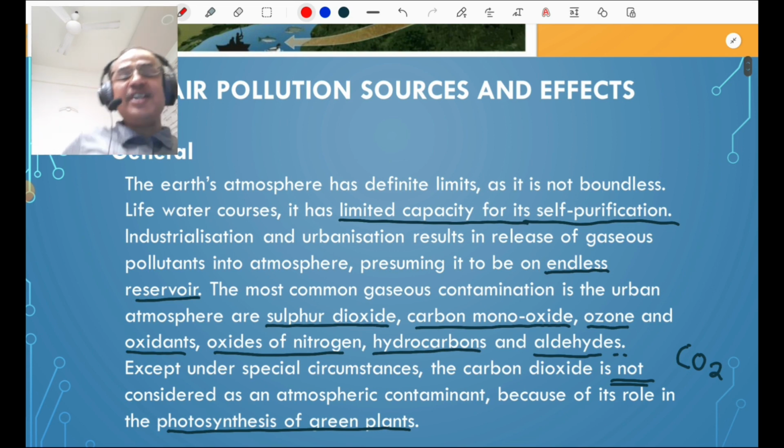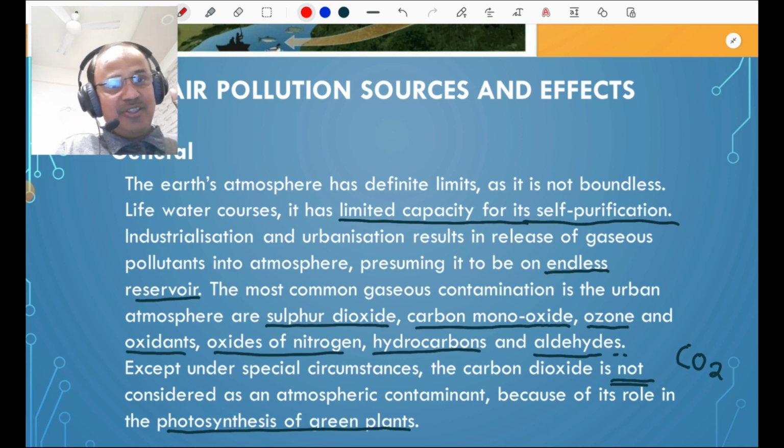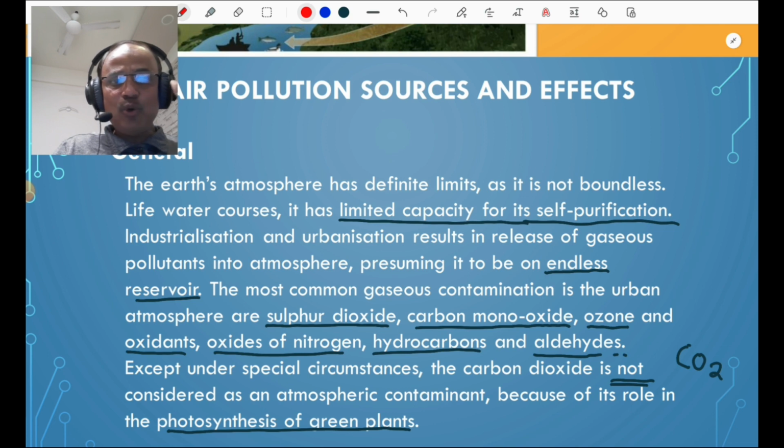Air pollution sources and effects. The Earth's atmosphere has definite limits, as it is not boundless. Like watercourses, it has limited capacity for its self purification. Industrialization and urbanization result in a release of gaseous pollutants into the atmosphere, presuming it to be endless.